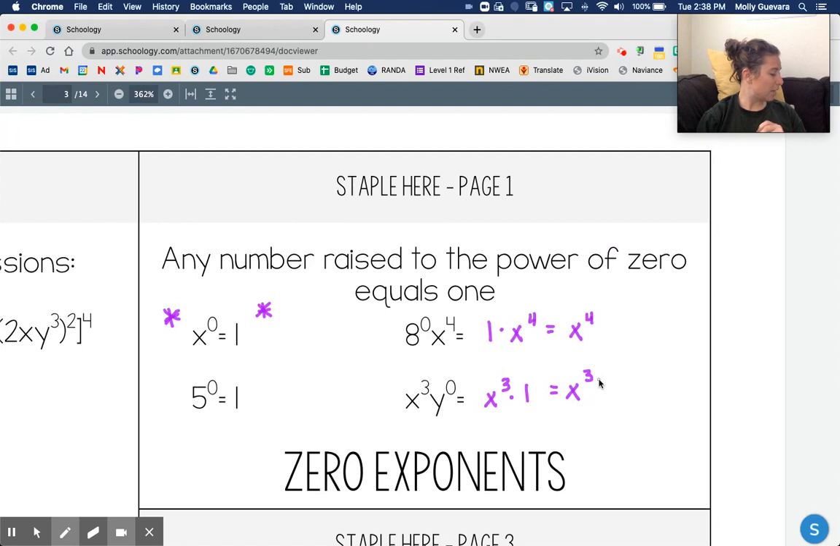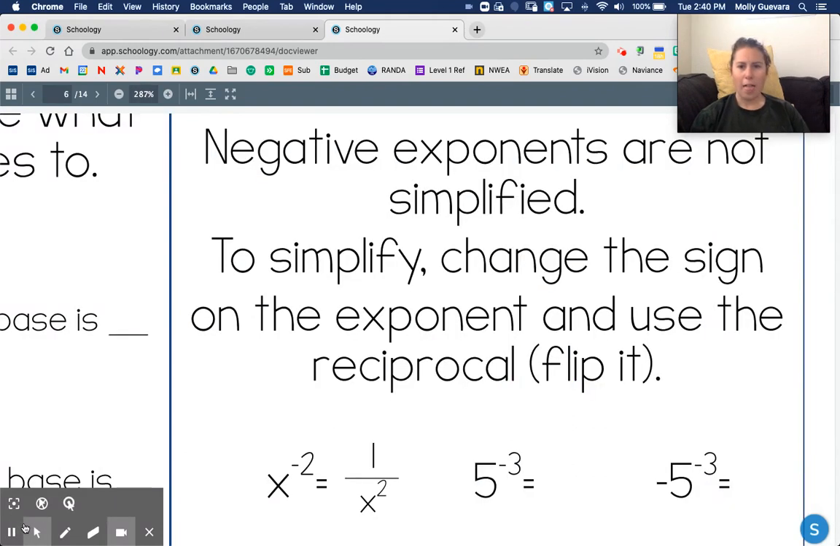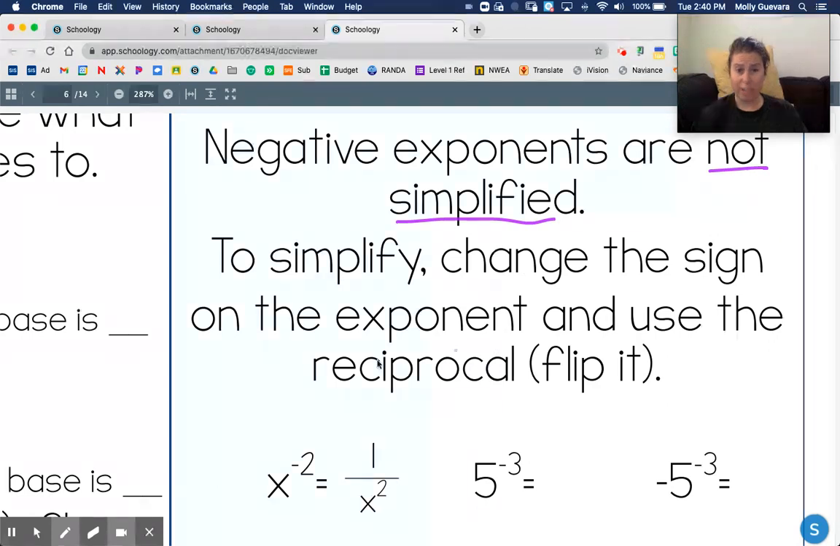The next piece of our foldable is negative exponents. So let's go ahead and fill in that. Okay, so here on the negative exponents part of our foldable, it says that negative exponents are not simplified. That is so important. You can never, ever, ever leave your answer with a negative exponent. Okay, to simplify, you just change the sign on the exponent. So if it's negative, it turns to positive, and then you use the reciprocal. So you flip the fraction.